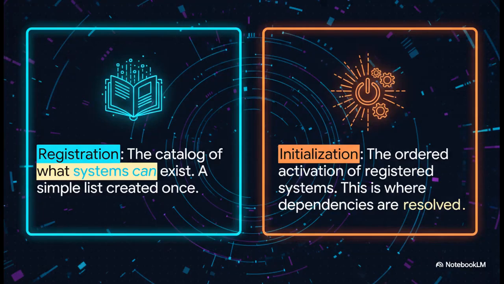Now, this is super important, and it's a key to the engine's stability. The system manager makes a crucial distinction between registration and initialization. Think of registration as just building a catalog, a list of every system that could possibly exist. Initialization, on the other hand, is the separate, carefully ordered process of actually turning them on and making sure their dependencies are met. Keeping these two things separate prevents so many potential headaches.